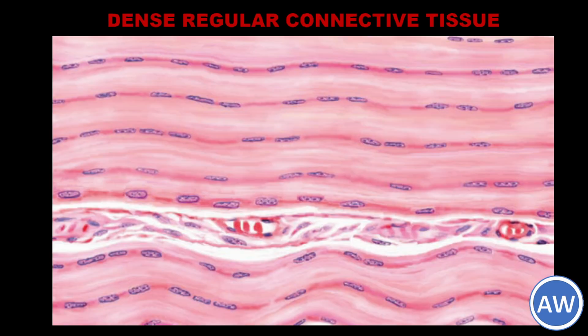The next type of connective tissue that we are going to discuss is the dense regular connective tissue. Dense regular connective tissue is typically present in ligaments and tendons. Here, the collagen fibers are arranged in compact parallel bundles. Between the collagen bundles are thin partitions of looser connective tissue that contain parallel rows of fibroblasts.